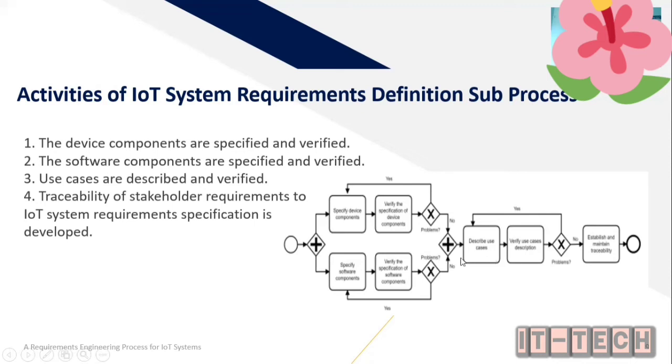Describe use cases. This activity aims to produce a description of each scenario, which includes a detailed description of the system. And then it will verify the use cases description, and if there is no problem in the system, then it will establish and maintain traceability in the process.